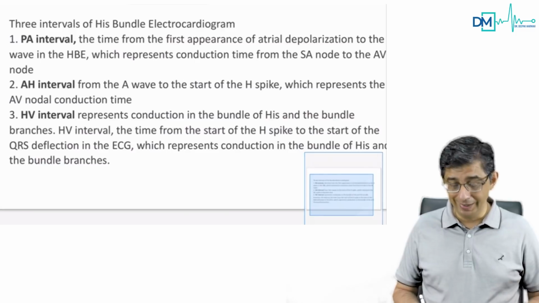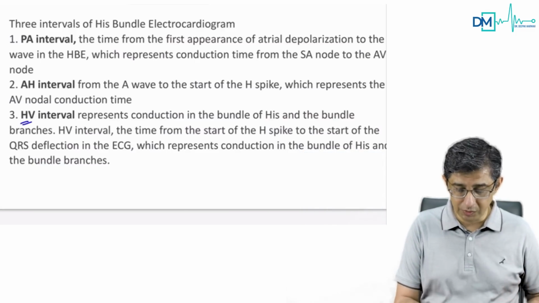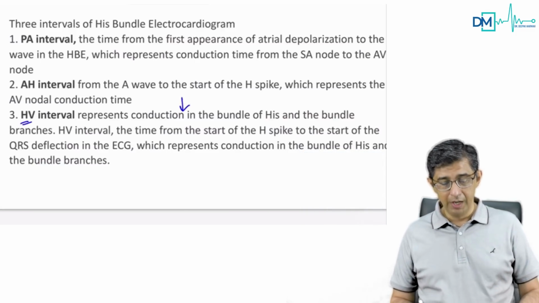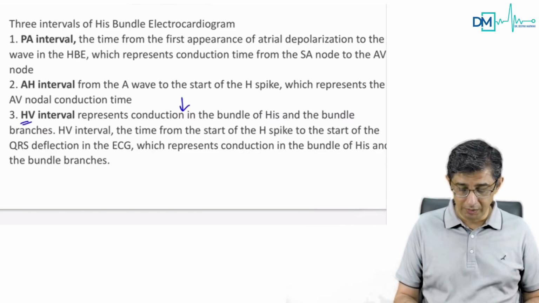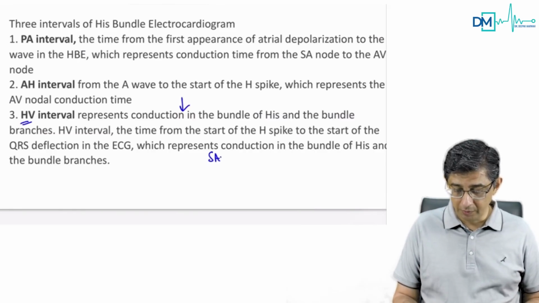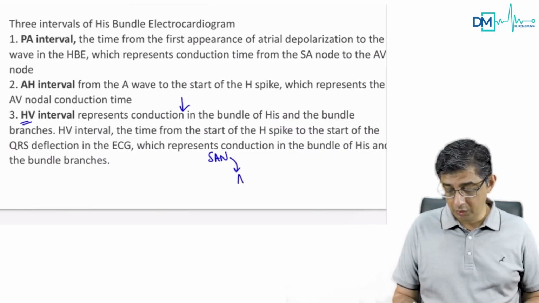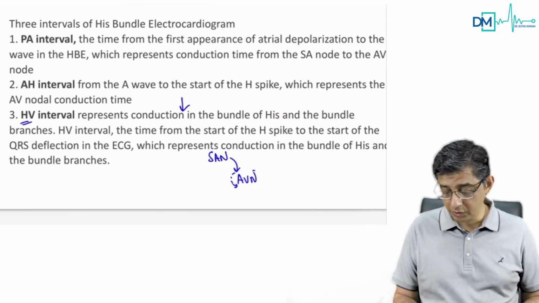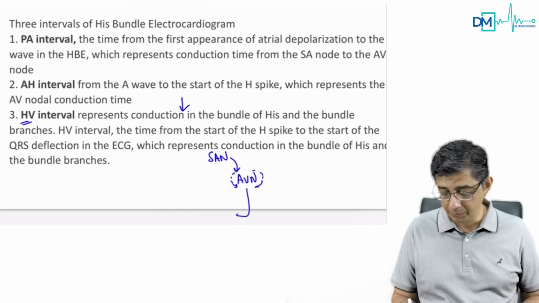HV interval indicates, H stands for bundle of His, so it talks about conduction from the bundle of His to the subsequent bundle branches. I'll put it like this. The impulse will start from the SA node and travel to the AV node. It does not go through the AV node, no, it goes across the two sides of the AV node, and then you have septal activation.